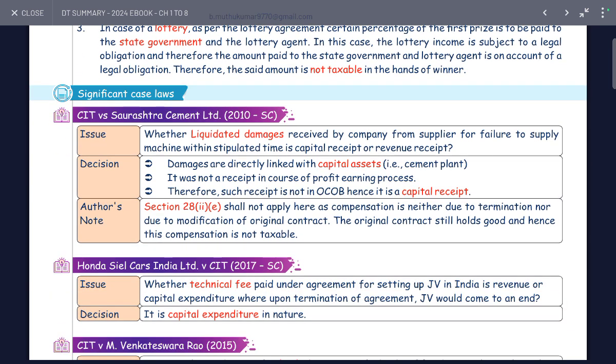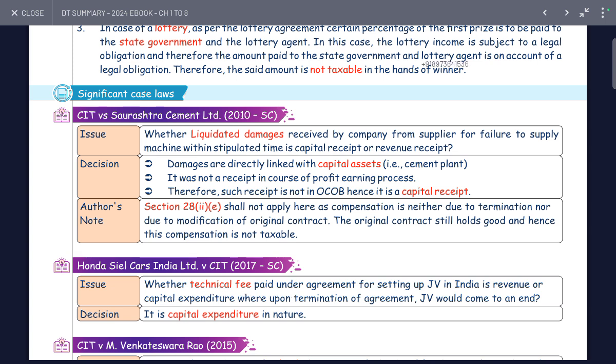Significant case law: CIT vs Saurashtra Cement Limited, where liquidated damages were received by the company from a supplier for failure to supply machinery within the stipulated time. Is it a capital receipt or a revenue receipt? Decision: the damages are directly linked to the capital asset that is to be given. It is not a receipt in the course of the profit earning process. Therefore, such a receipt is not in the ordinary course of business and is a capital receipt.